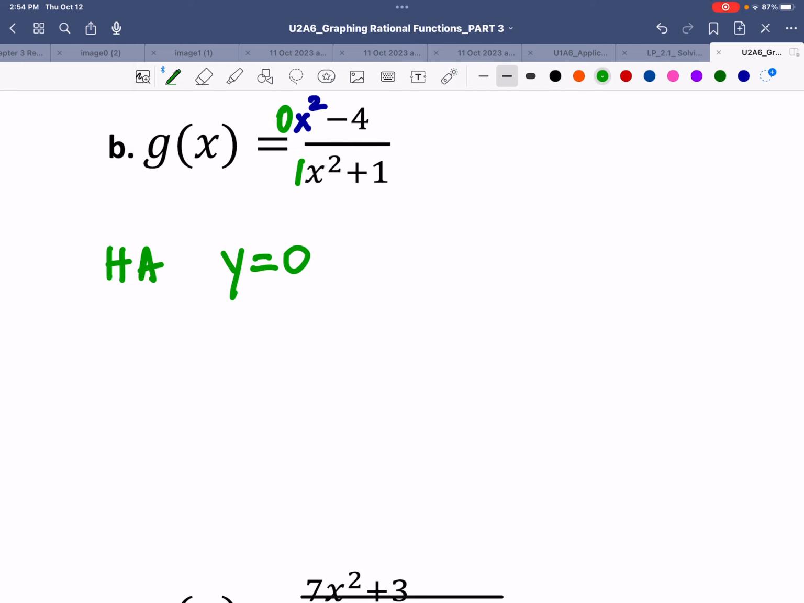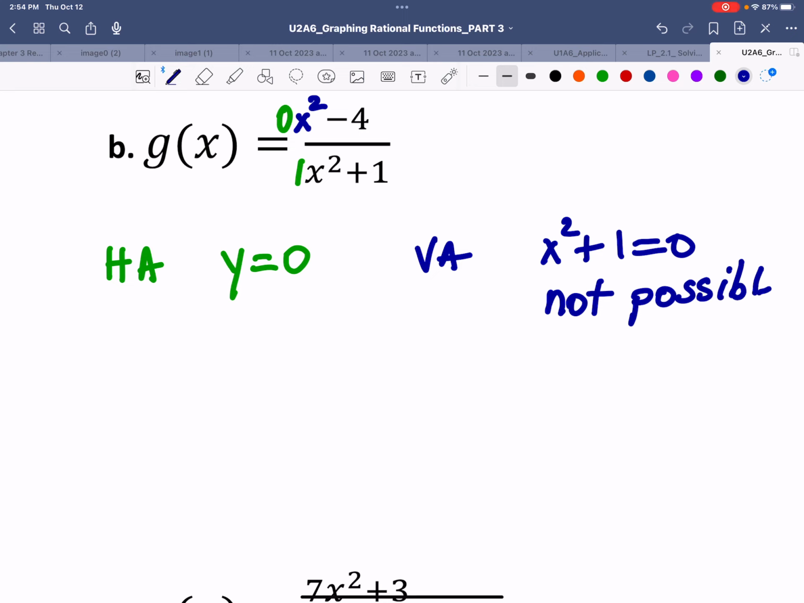Vertical asymptote, again, same strategy. We're going to have to make x squared plus 1 equals 0, and we all know this is not possible, which means that this function doesn't have a vertical asymptote. So, no vertical asymptotes.